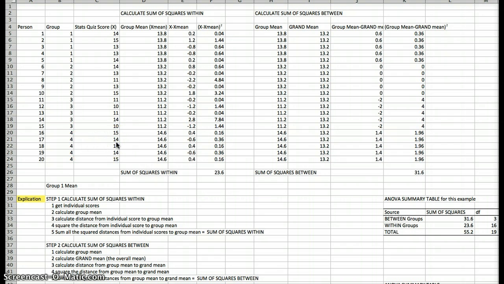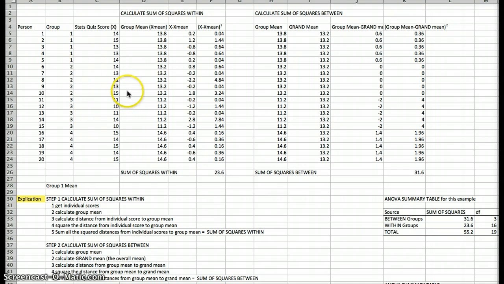Now what we're trying to do is to figure out the variation within each group. So you know how to calculate variances. That is exactly what we're going to do right now. For group 1, we're figuring out the average. So 14, 15, 13, 13, 14. The average of this group is 13.8. So each member of this group gets this score, 13.8.